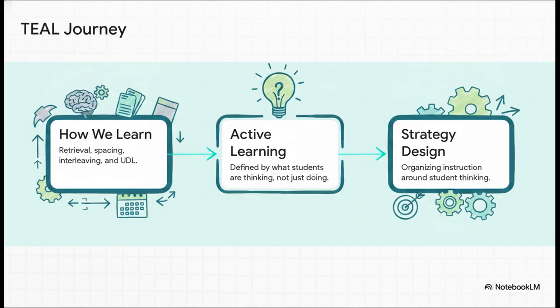Then, in step 2, we hit that really big aha moment. Active learning isn't defined by what students are physically doing just to stay busy, it's actually defined by what they're thinking. And that naturally brought us to step 3, understanding that our instructional strategies should always be chosen based on the thinking they encourage, rather than just the activity itself or whatever the newest technology happens to be.